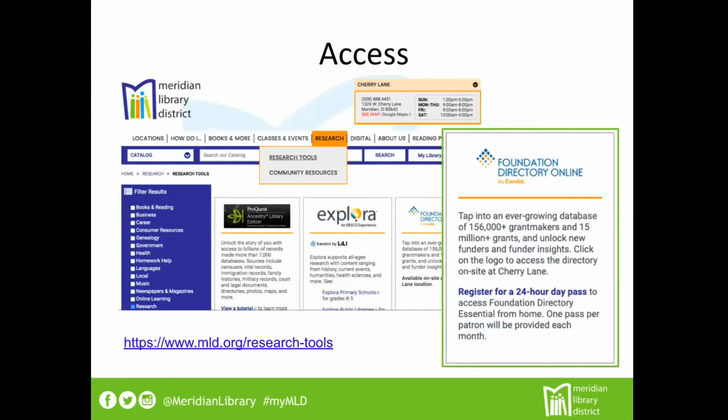And the best way to jump in is to go to our website. Across the top menu, you'll see a research tab, and under that you can go to our research tools page. From there, you can filter the results at the left, or you can just scroll down to Foundation Directory. Our tools are all listed in alphabetical order. So on site at Cherry, you'll just click on that logo for Foundation Directory, and it will take you right into the database. You don't need to enter your card number or anything.